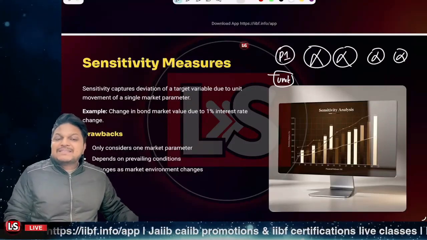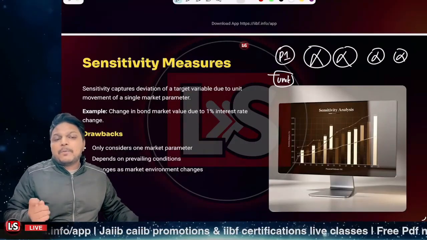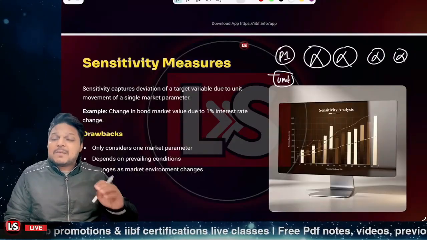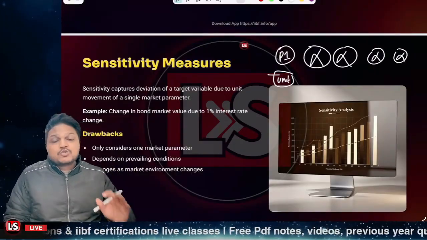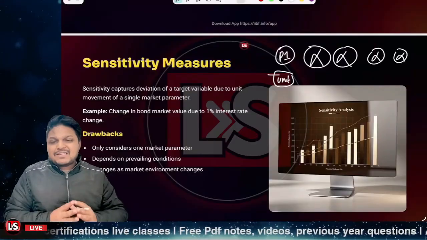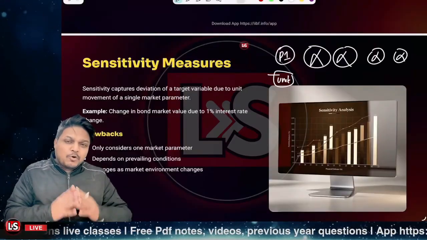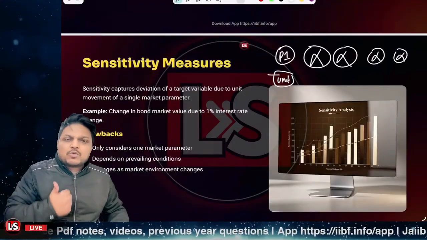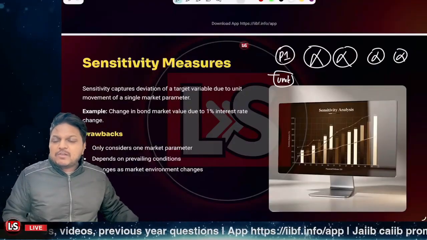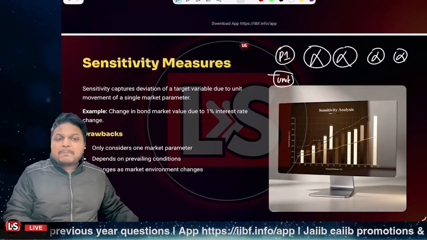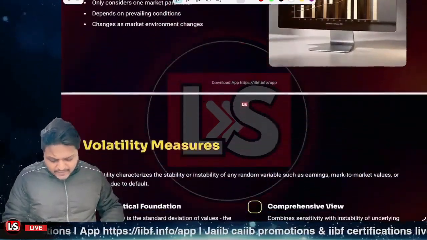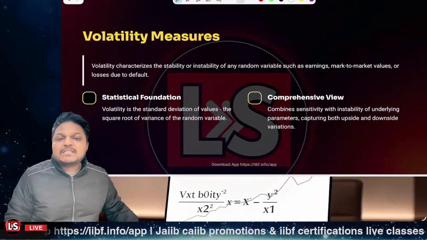Moreover, sensitivities depend upon the prevailing conditions, and they are definitely going to change as the market environment changes. So it's not going to help you. It's just for book purposes, to say that if the interest rate changes by 1%, how much change there will be in the particular underlying exposure. That's the sensitivity. And after that, the second quantitative measure is the volatility.